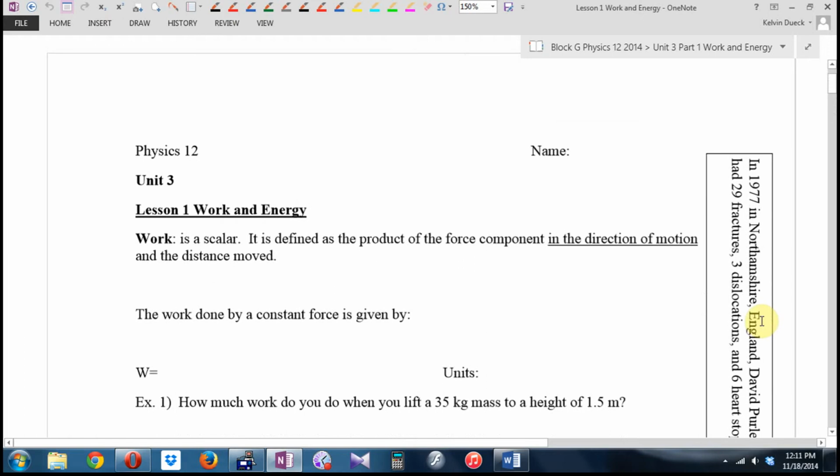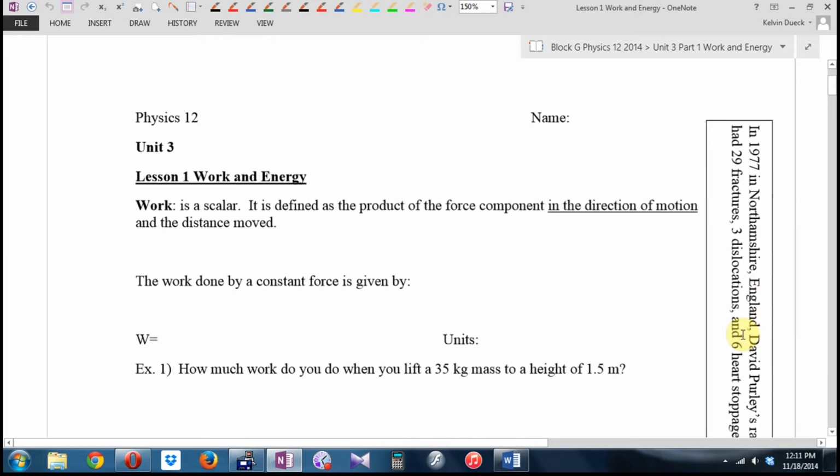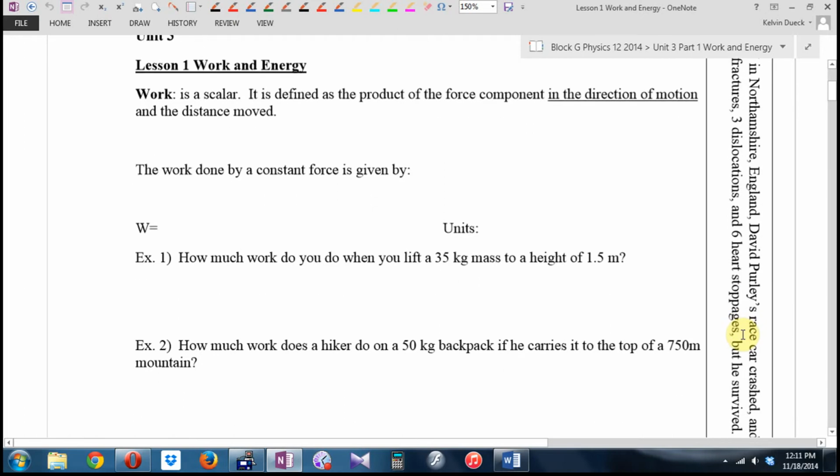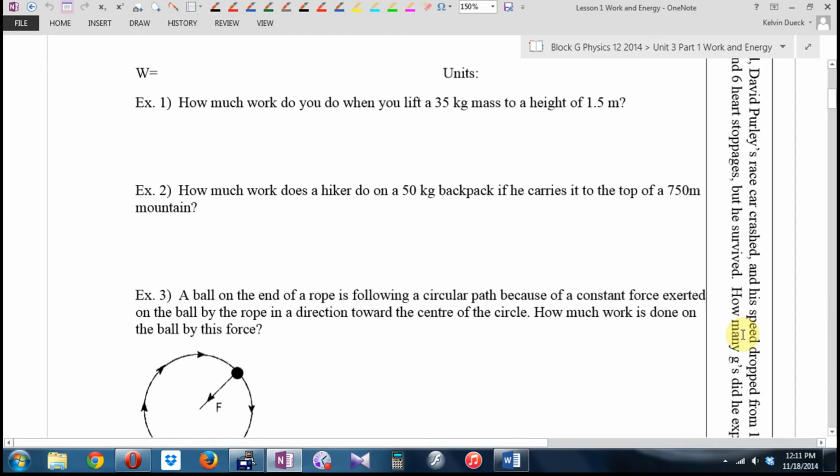He had 29 fractures, 3 dislocations. His heart stopped 6 times while he was on the operating table, but he survived. As far as we know, this is the biggest acceleration that a human being has survived from. How many G's did he experience?